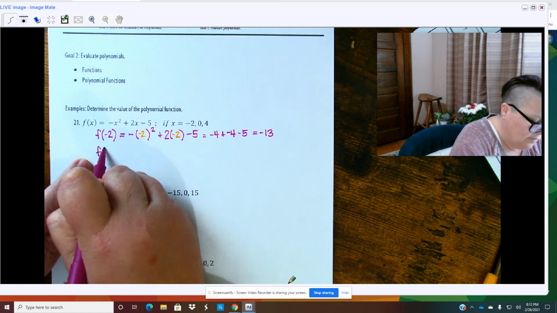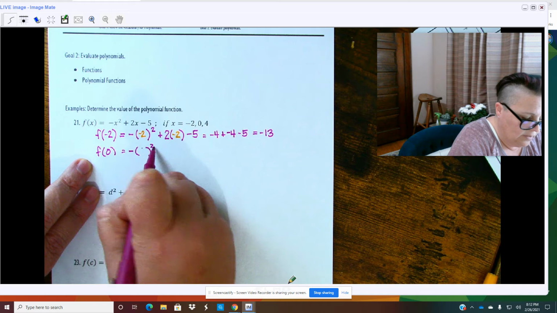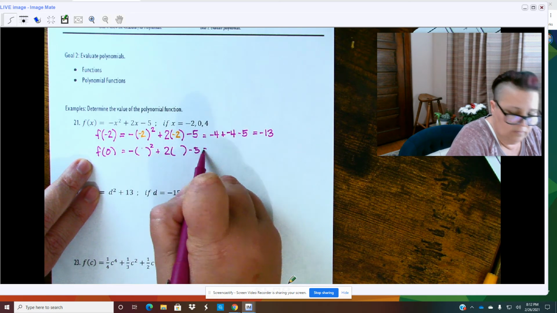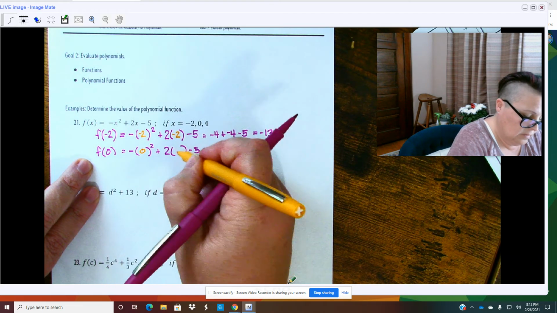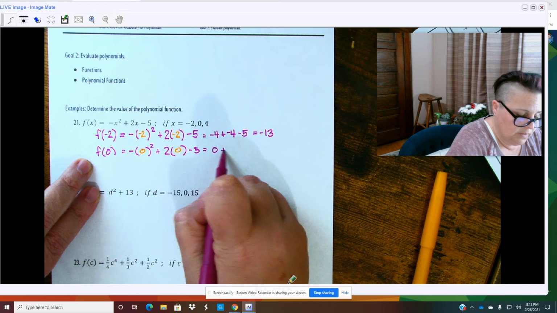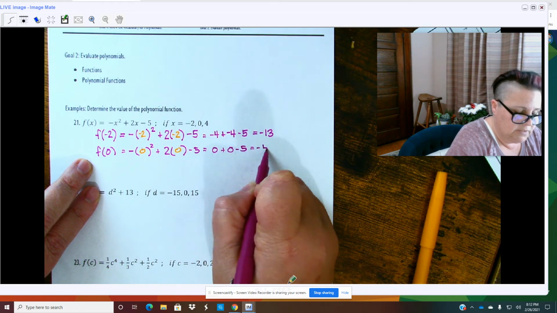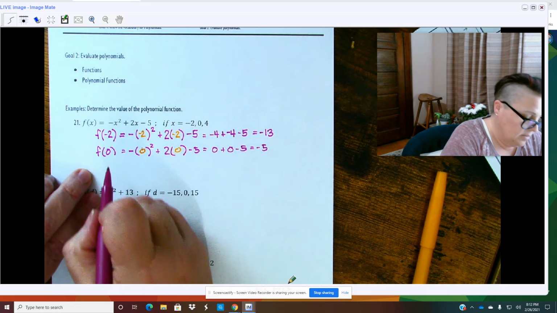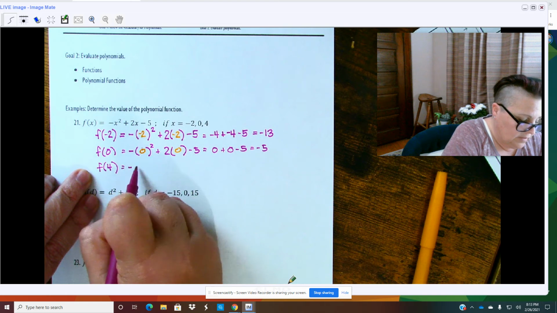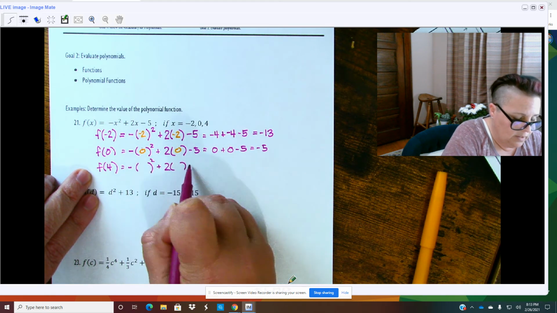Then I'm going to try f at 0. That's going to be a negative 0 squared plus 2 times 0 minus 5. So that's going to be 0 plus 0. 2 times 0 is 0 minus 5, which is a minus 5. Then I'm going to see what is the function at 4. So that's going to be a negative 4 squared plus 2 times 4 minus 5.